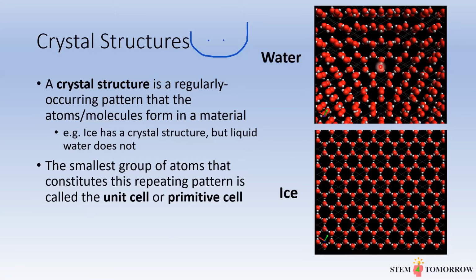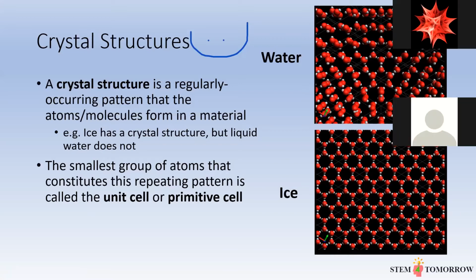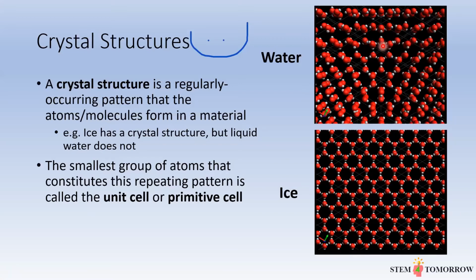And so water does not have a crystal structure because there's no unit that is repeating, because all the molecules are sort of jumbled up and random, right? But in ice, the entire crystal is repeating. I can take one of these hexagons, okay, and then repeat it however many times I want to form however much ice I want, okay? So ice will have a crystal structure because it can form a pattern, but liquid water does not. And the smallest group of atoms that constitutes this repeating pattern is called the unit cell or primitive cell. So basically, the unit cell is the smallest piece, so that if I take it and layer it in all 3 dimensions, I will get ice, or the entire structure.